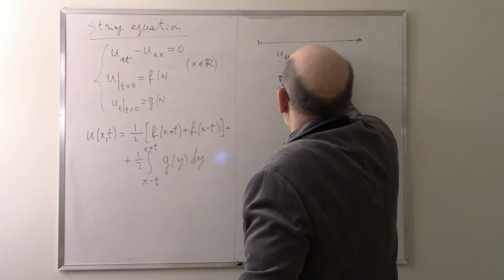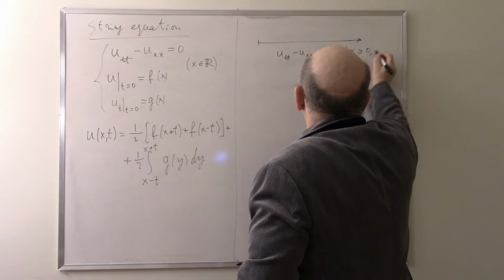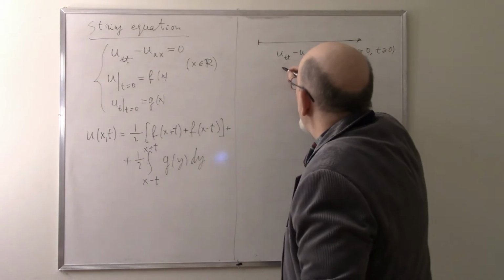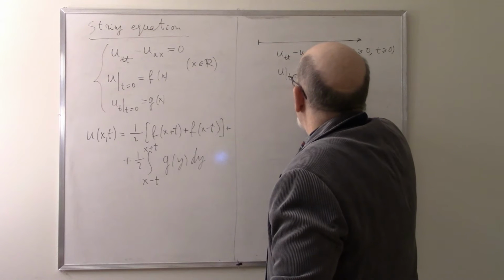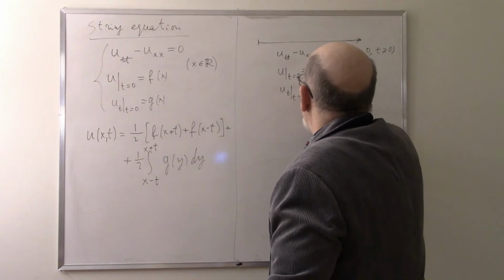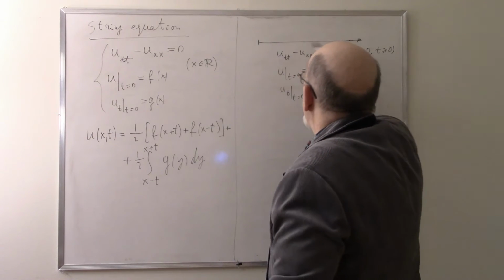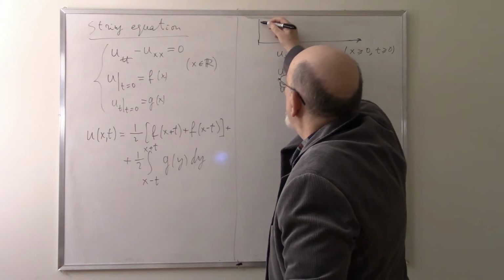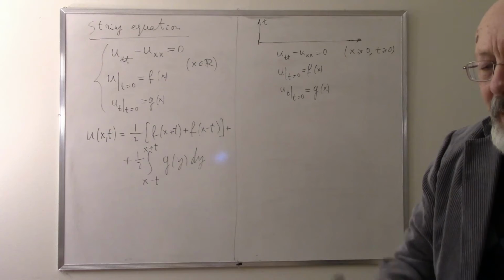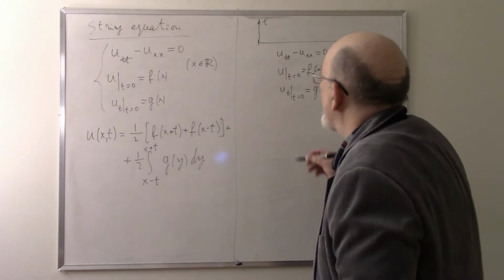u_tt minus u_xx equals 0, x greater than or equal to 0, t greater than or equal to 0. Now we have to give initial conditions. u for t equals 0 equals f of x, u_t for t equals 0 equals g of x. It is the initial condition. But then we have to define something on the t-axis, where x equals 0. So it is the boundary condition.